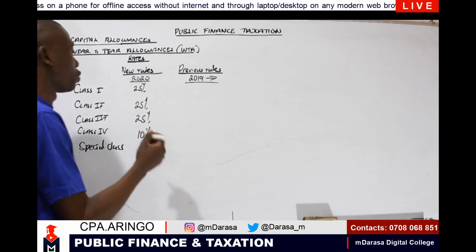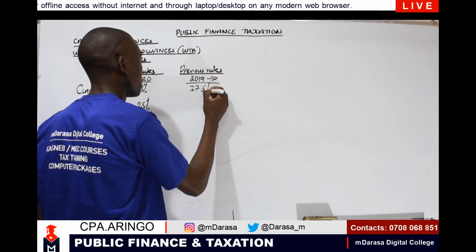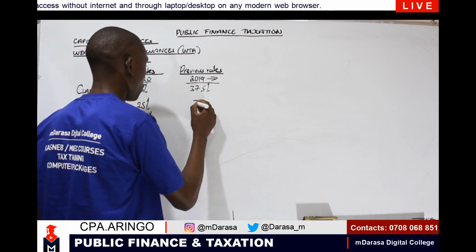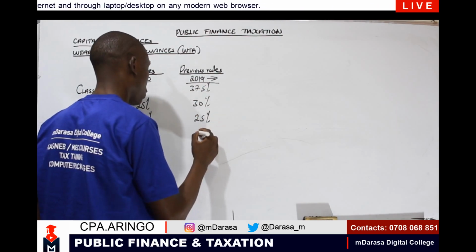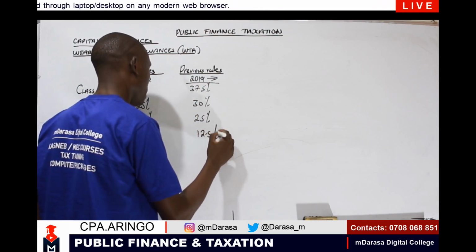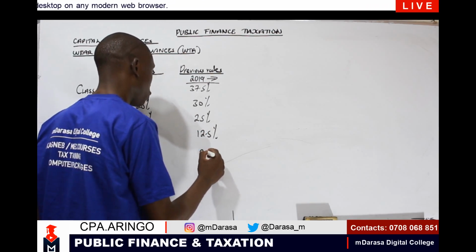Then, talk of 2019 going backwards. Initially, we were dealing with 37.5%. This was 30%. This was 25%. This one was 12.5%. Whereas the special class, we are dealing with it at the rate of 20%.